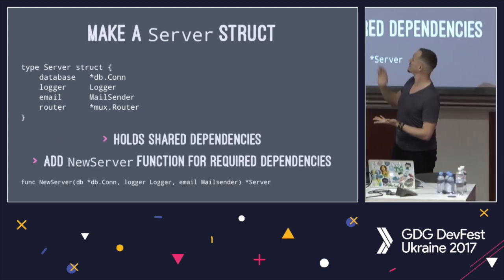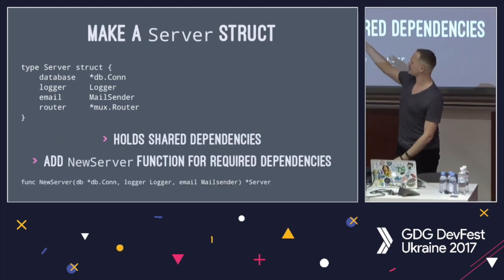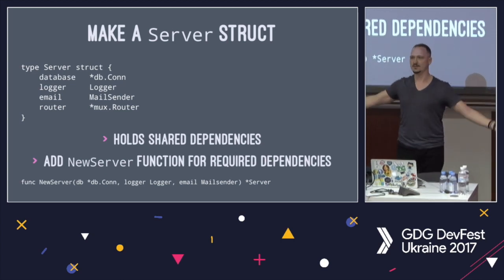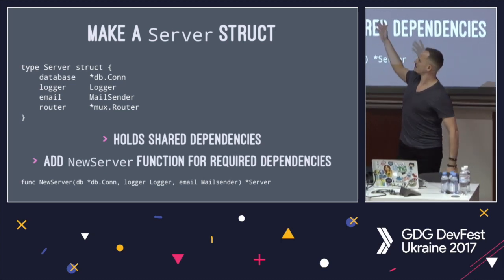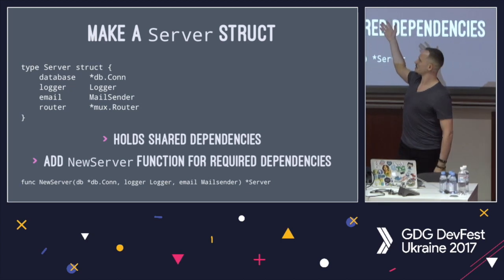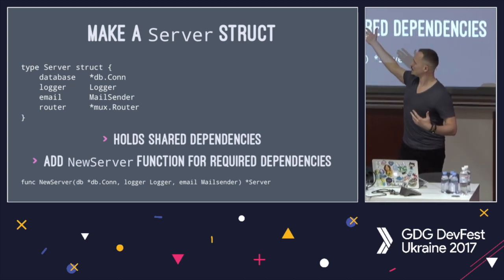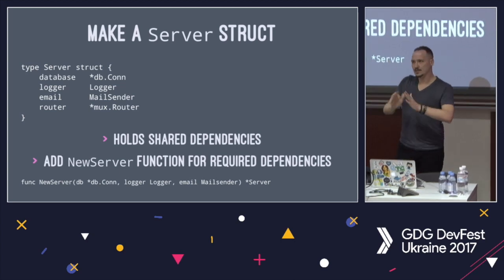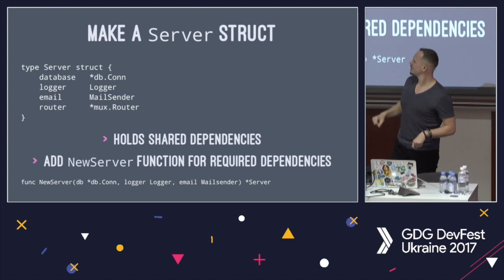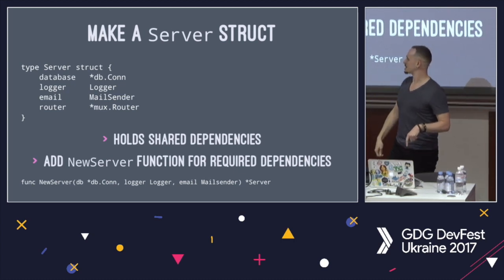So I make a server struct, and this has all the shared dependencies for the server. So you might have loggers, database connections, actually, the router, of course. And that's how we are able to decide what code gets run when a certain endpoint is hit, and other dependencies that you might have.